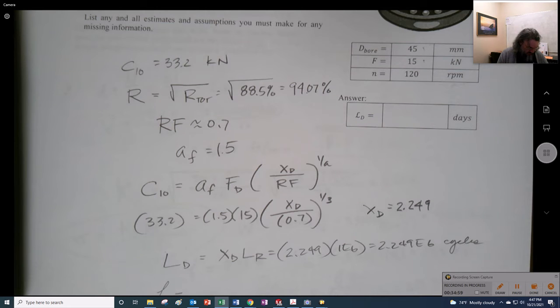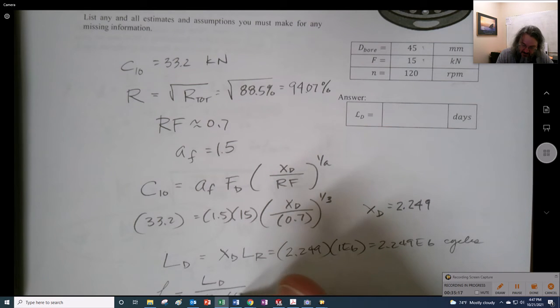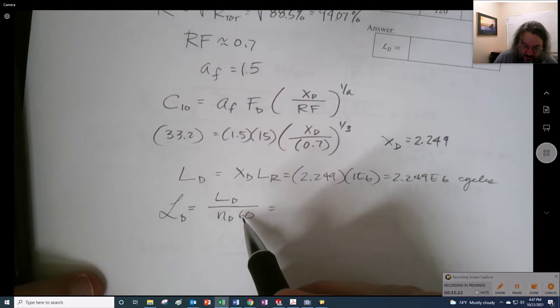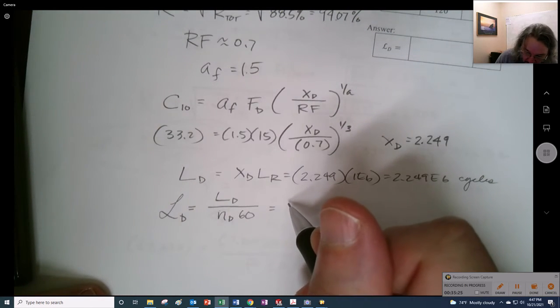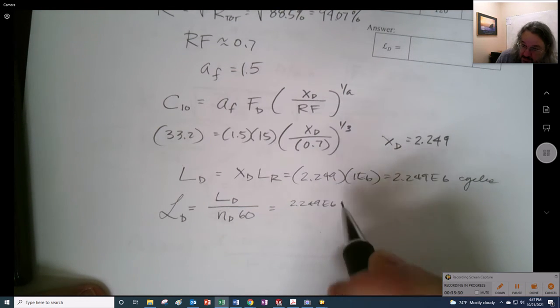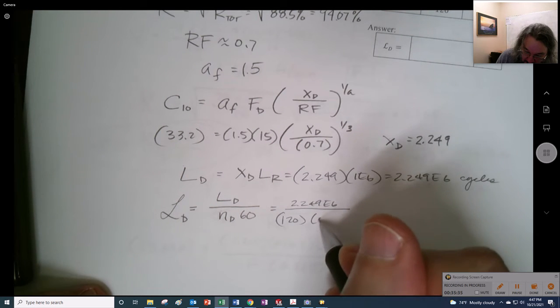I don't want to just go by memory. I didn't look up those other ones too, did I? That was kind of bad of me. Anyway, it'll be the design life over here divided by the RPM and 60 right there, right? So that's going to give me the number of hours, right? Sure. 2.249E6 divided by RPM 120 and 60.